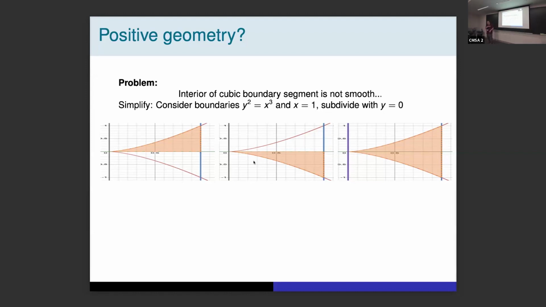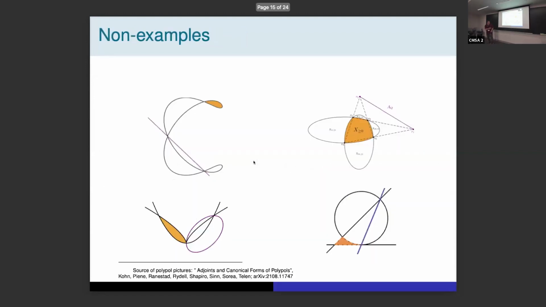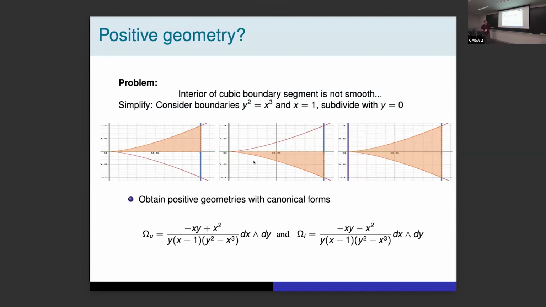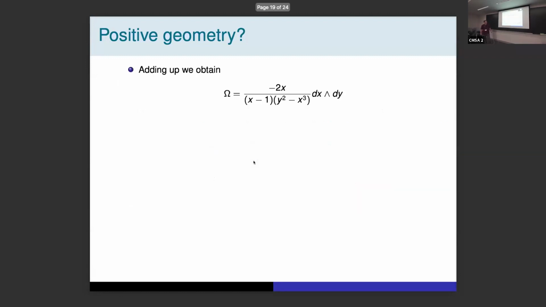And now we're actually back in the case from before. So look here, we had a cubic with a cusp, and the cusp was part of the boundary. So this should work. And it does. So only considering residues along the two boundary lines, we get enough conditions to obtain two canonical forms. And adding them up, we obtain this form.